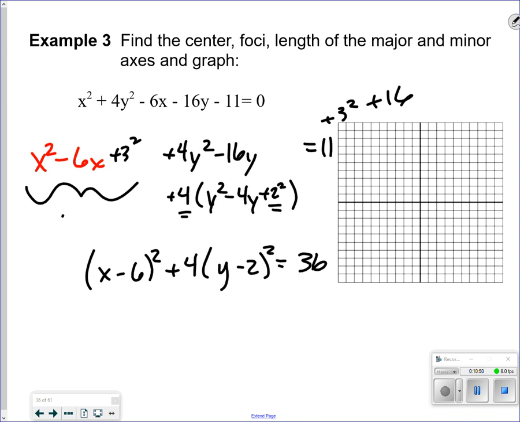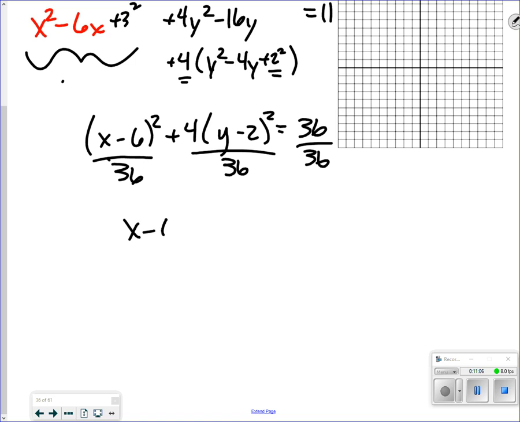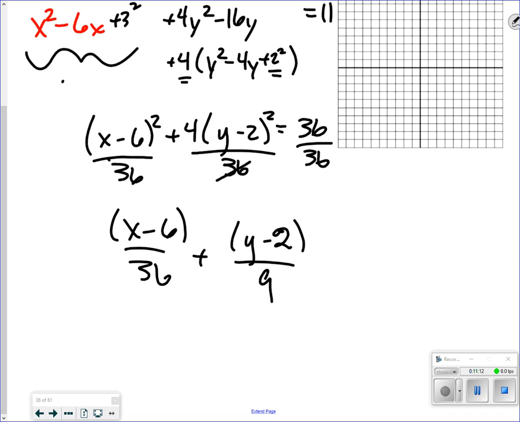Hyperbolas and ellipses, and today we're talking about ellipses, always equal 1. Well, how am I going to make this equal 1? You do not subtract 35. You actually are going to divide everything in the problem by the number. And so what I end up with is (x minus 6) squared over 36 plus (y minus 2) squared over 9, because what happens is the 4 and the 36 cancel, equaling 1. So now I have it in the correct form, and so now I can answer my question.